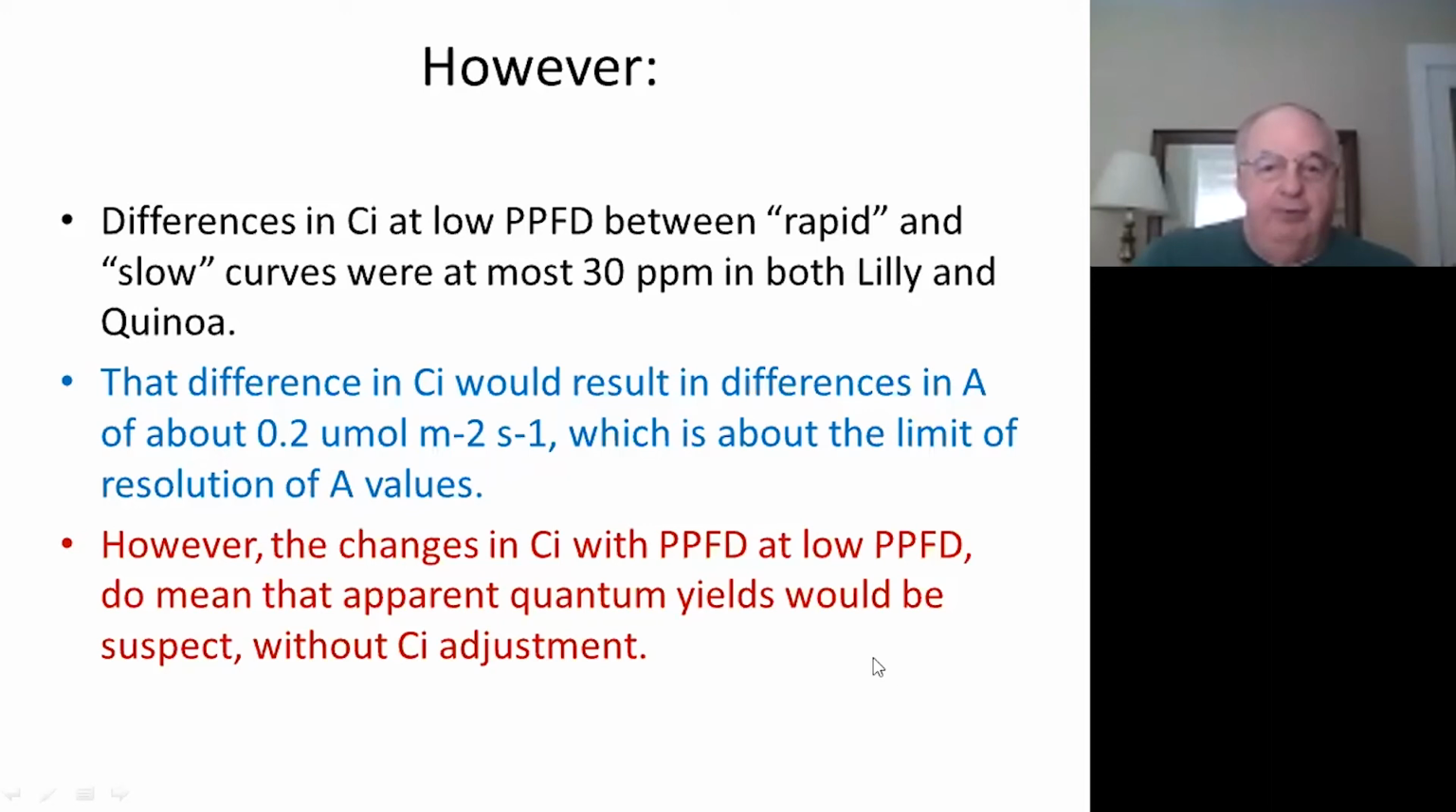However, if you were really interested in quantum yields, then these changes in CI with PPFD at low PPFD would mean your apparent quantum yields would definitely be suspect unless you adjusted the CI values by manipulating CO2 concentration as you were doing light curves.